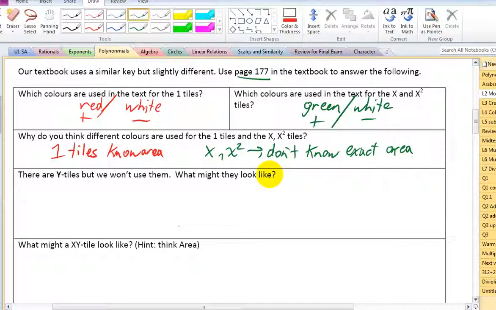Right now, there's y tiles. We don't actually use them, but sometimes the textbook uses them. Any ideas what the y tile might look like? A long rectangle. Oh, longer, Keelan says. What would a y tile look like? Like this, but longer. Oh, yellow. Oh, you're looking ahead, are you?